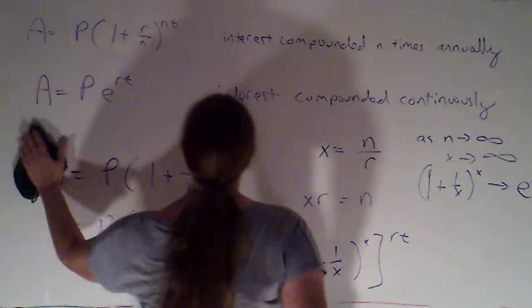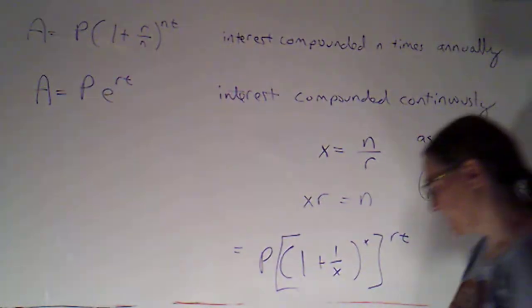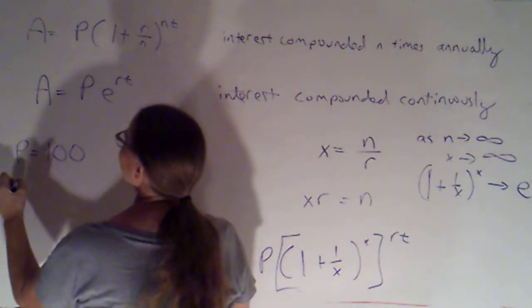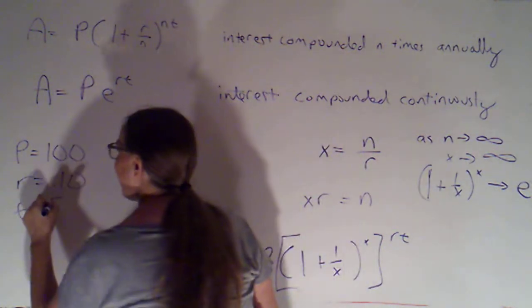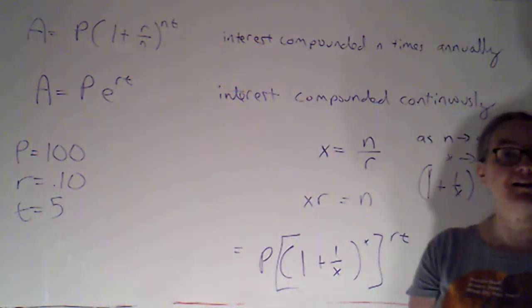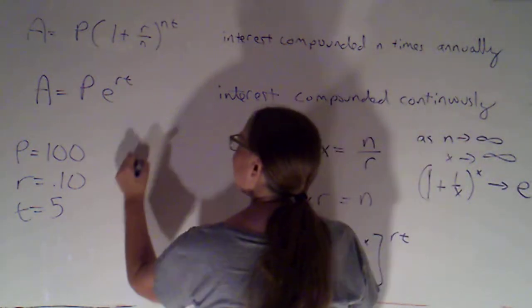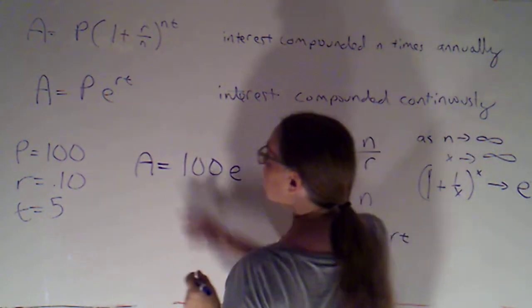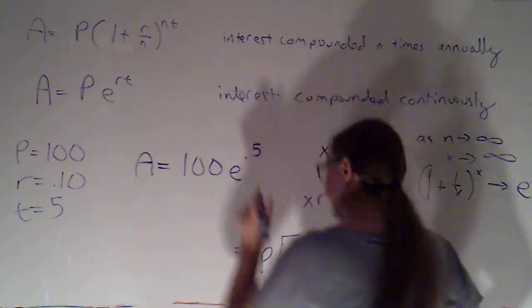So let's calculate if I were using this formula in my example where P was $100, R was 0.10, and T was 5. Let's see what our investment would be worth if we compounded our interest continuously. In that case, we'd have A is 100 times e to the R times T, which would become just 0.5.